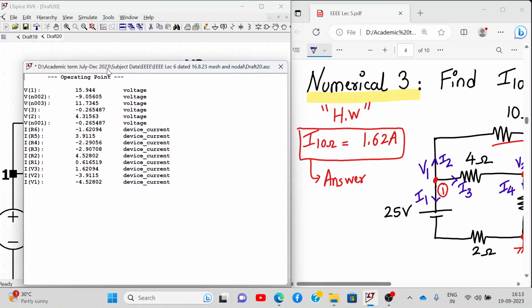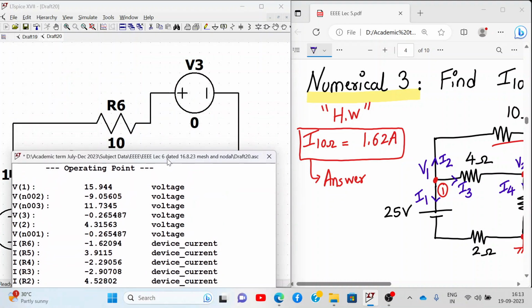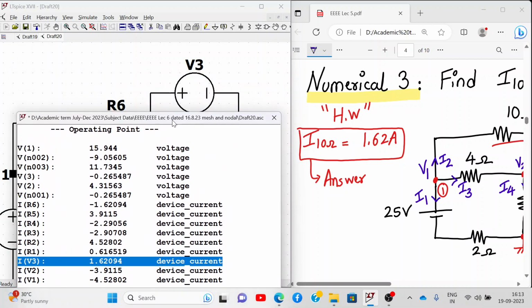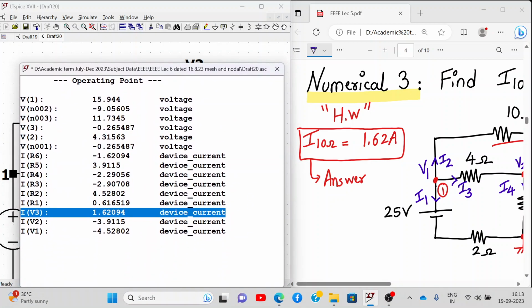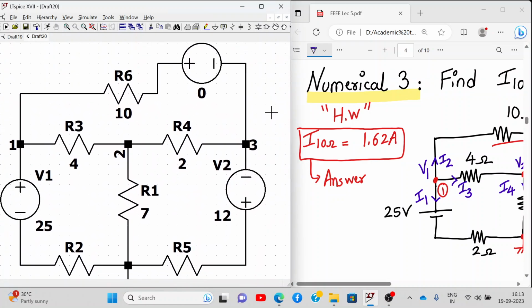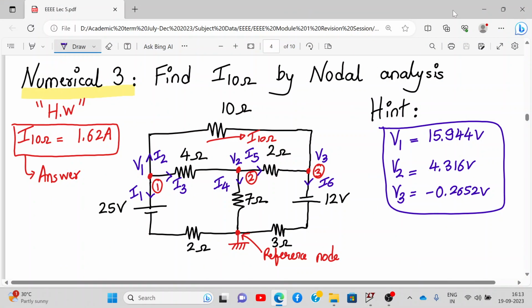So current flowing through V3, now we'll find out. Here it is. Current flowing through V3, as you can see, it's plus 1.62, and that is the answer actually. Current flowing through this 0 volt voltage source V3 will act as a current meter. So 1.62 is the correct answer. All right, and not the minus sign. So this is how you can check the various currents and node voltages using LTspice, and it's very accurate. All right. Now, this you can solve on your own. All the answers were simulated in LTspice and checked.